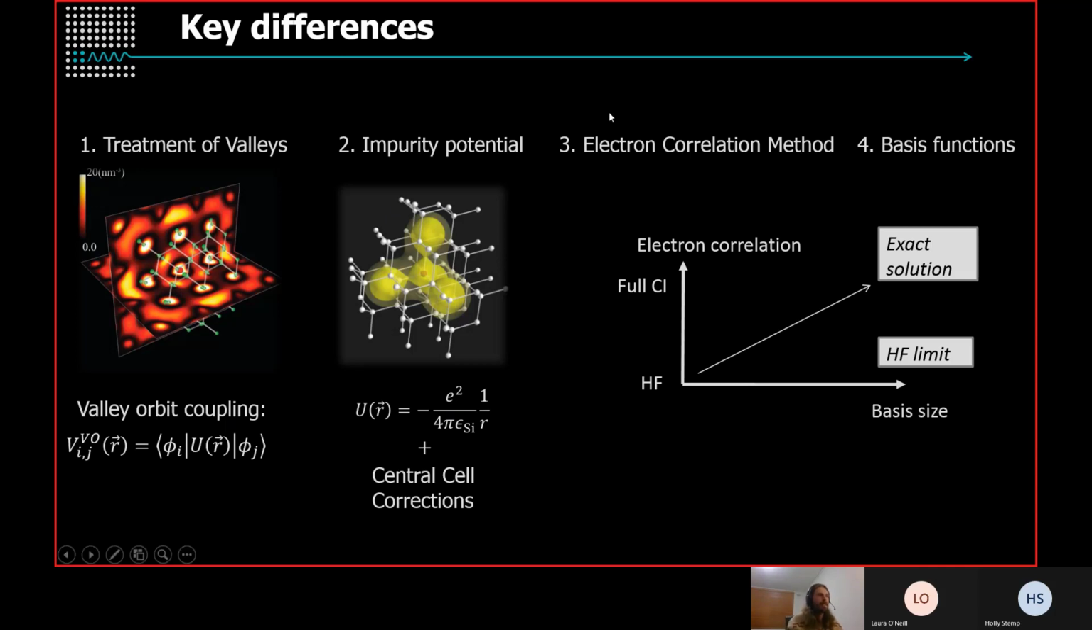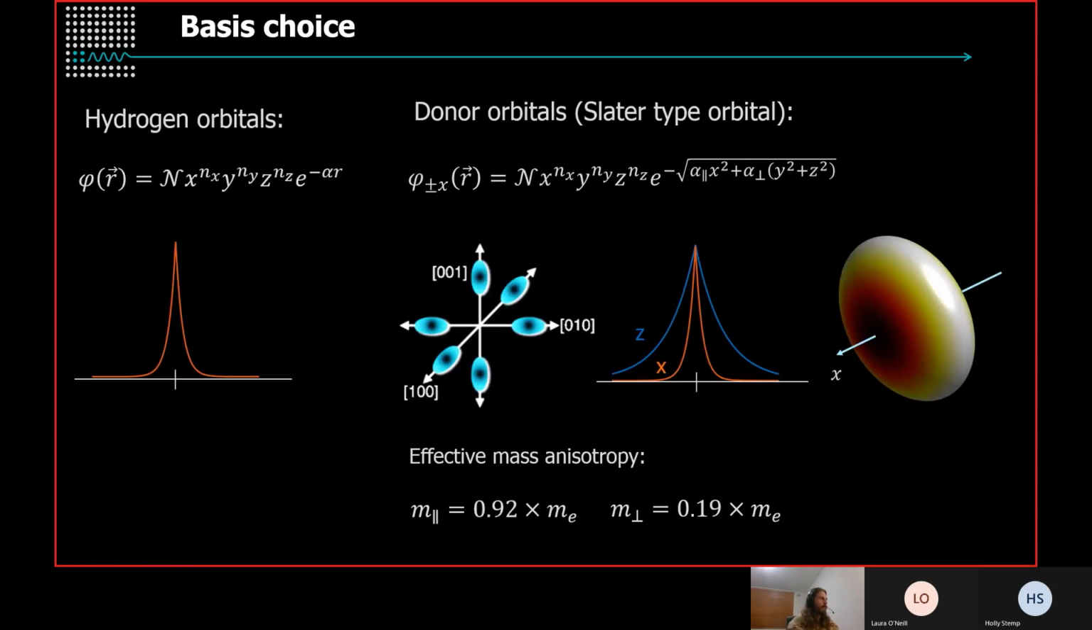Thirdly, you need to pick a method you use to evaluate the electron correlation. So you need to find a method that takes account of how two electrons interact with each other. Here we use something called full configuration interaction, which is the best possible solution within a given basis set. And the choice of the basis set is the last crucial point, and I would really like to talk about this more in this talk.